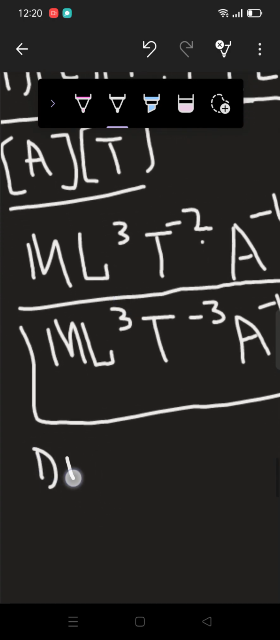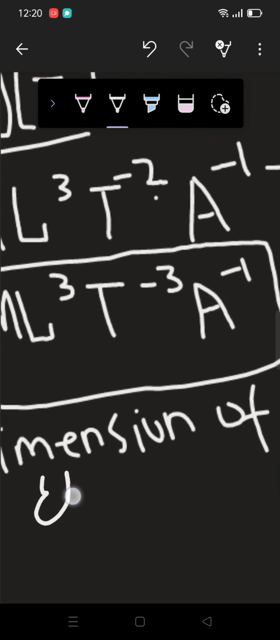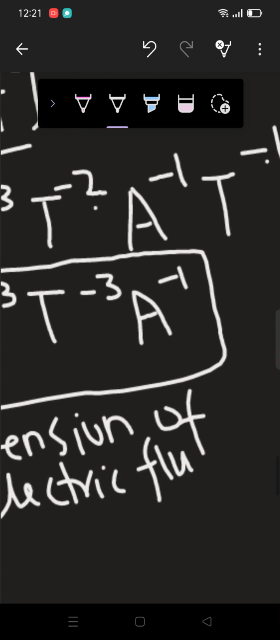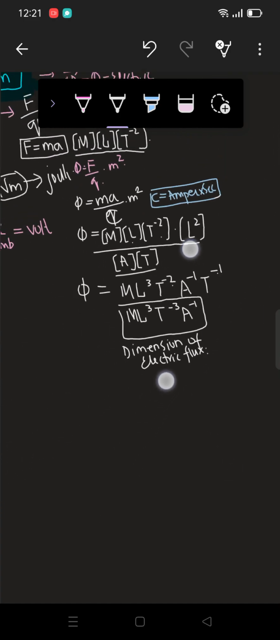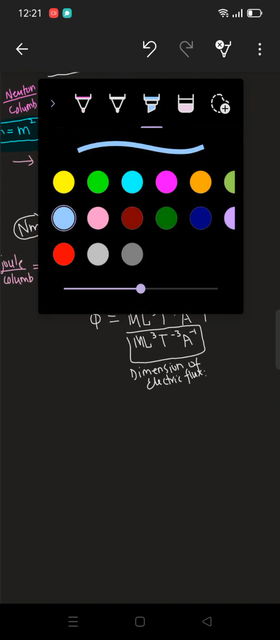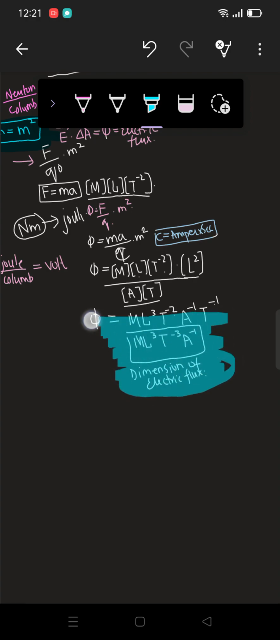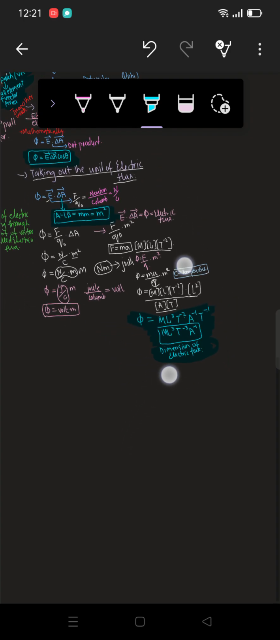This is the dimension of electric flux, which we have just derived now. So today we have discussed the unit. What is the unit of electric flux? That is volt into meter, and we have derived the dimension as well, and the dimension of electric flux is m L3 t minus 3 A minus 1.